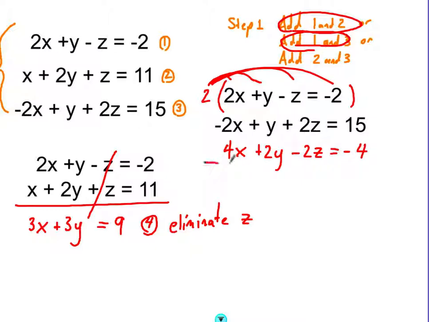So now I can go ahead and add these together because the z's are going to eliminate. Let's go ahead and add them together. Negative 2x plus 4x is 2x. Y plus 2y is 3y. The z's eliminate, is equal to 15 minus 4, which is 11. So this is equation 5.